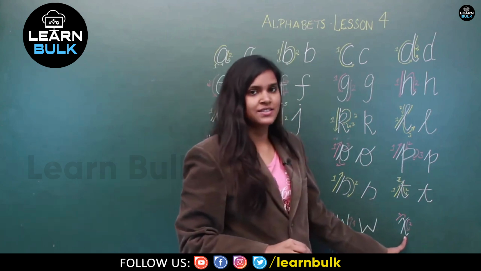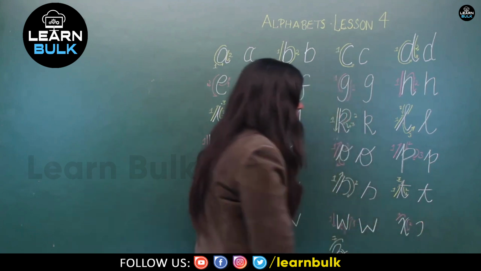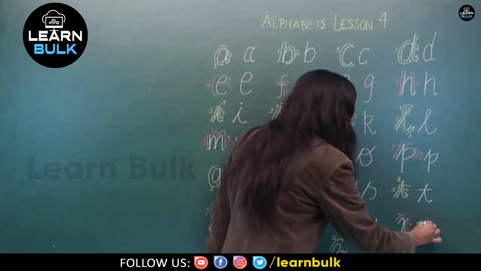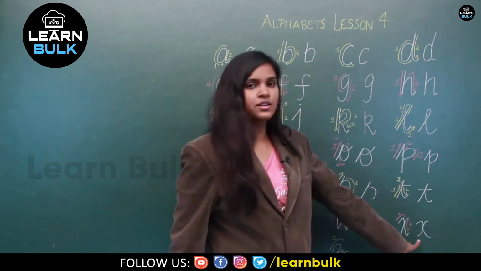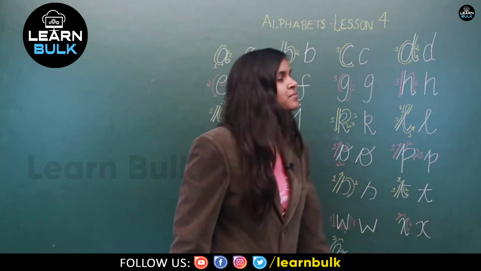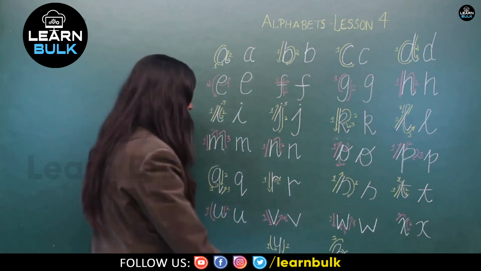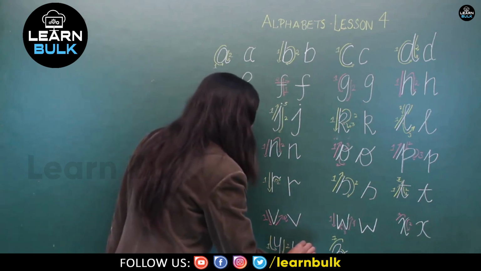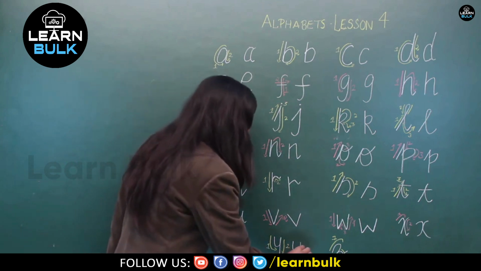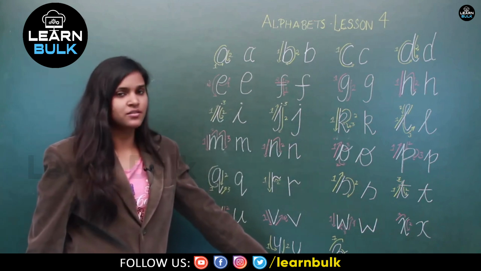Let's come to X now. Write a curve like this, another curve facing the previous curve. This is how X is written. Let's come to Y now. Write something like a U, and a curve attached at the bottom.